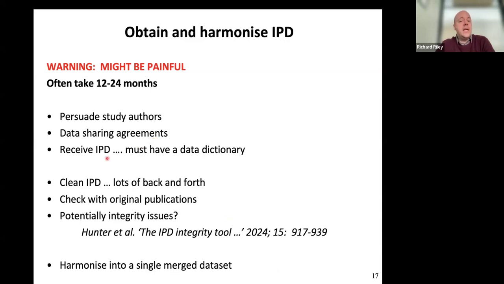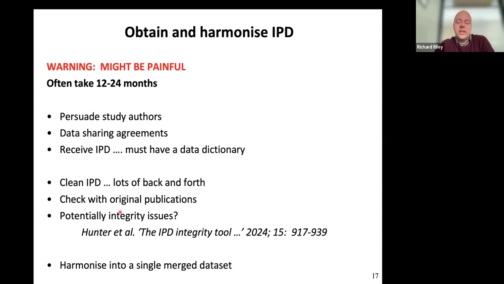We need to obtain the IPD and understand what the heck it is that they've sent us. You will get various formats of IPD sent to you, different rows which should be columns and columns with names which you don't understand. We need a data dictionary for each of the IPDs that we get sent. There can be a lot of back and forth with the original study authors, and they may get a bit cross about that because they may not have funds to support it. But you need to be polite and consistent with going back to them.